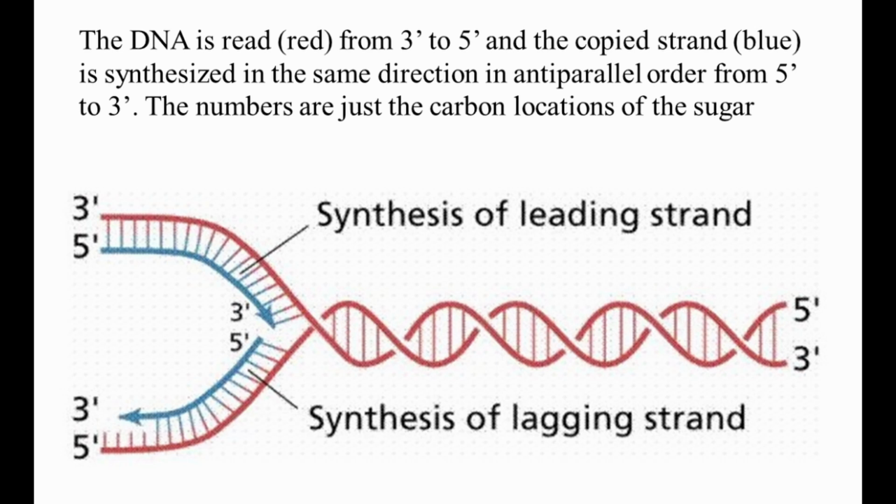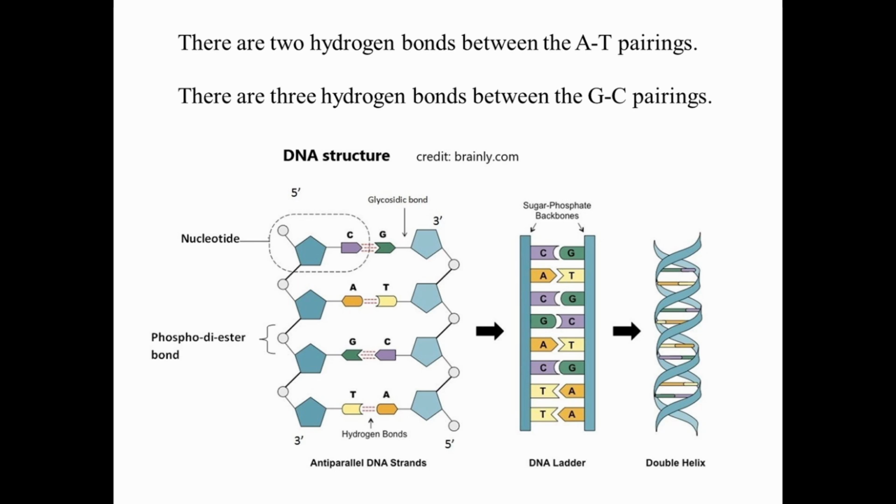As shown in the figure, the DNA is read from 3' to 5' on the red strand, and the copied strand in blue is synthesized in the same direction in anti-parallel order from 5' to 3'. The numbers are the carbon locations of the deoxy-ribose sugar. We can see in the figures that there are 2 hydrogen bonds between the AT pairings. There are 3 hydrogen bonds between the GC pairings.